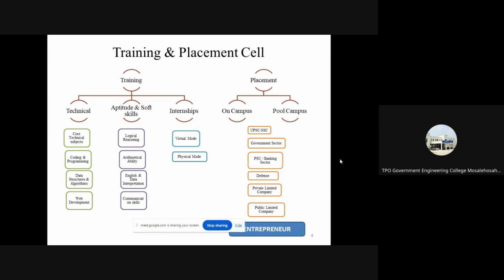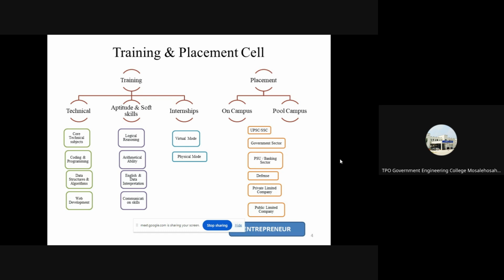In addition to this, we need to make the students aware of the UPSC, SSC, government sectors, PSUs, and the banking sector, which play a very important role. Defense too: most students are not accustomed to the different opportunities in defense, and obviously the private and the public limited. And the last one is the entrepreneur.